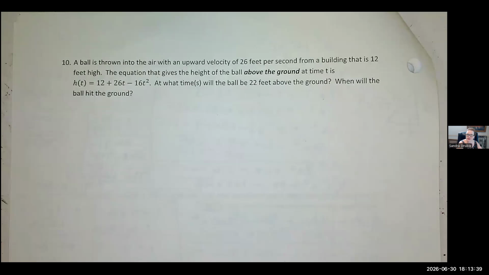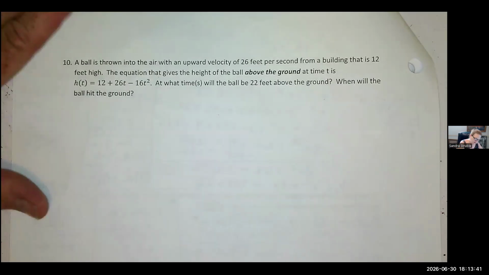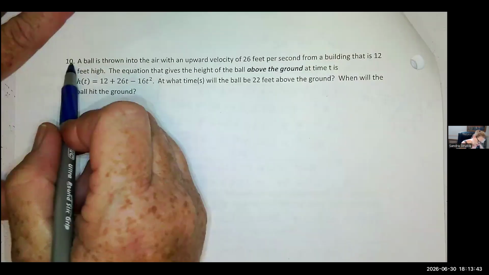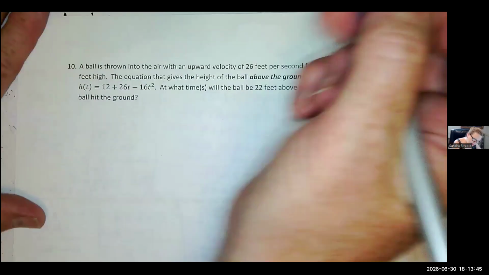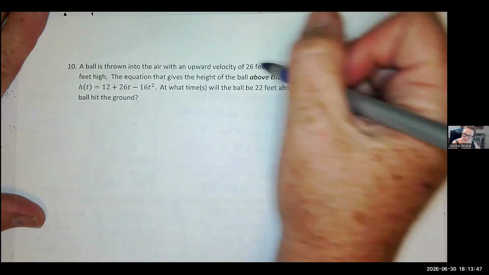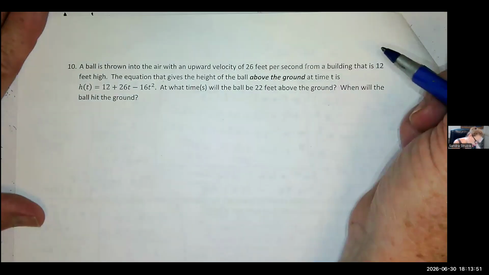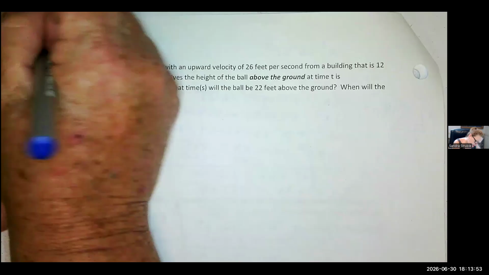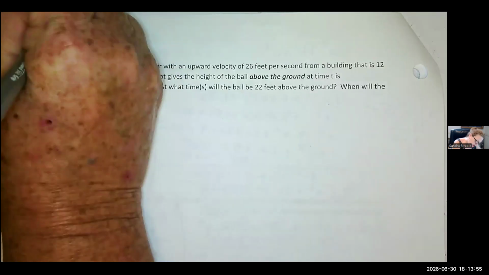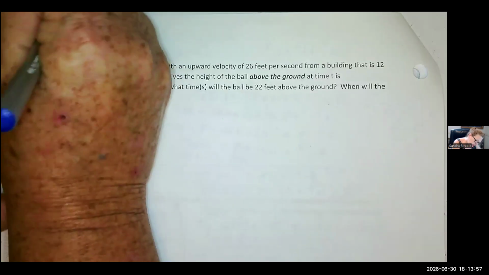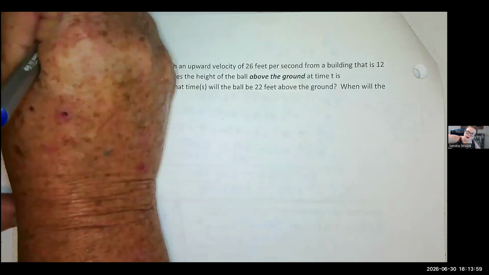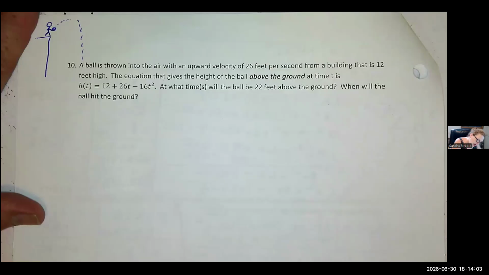So the first one you're going to say is, okay, a ball is thrown into the air with an upward velocity of 26 feet per second from a building that is 12 feet high. So let's just say you're on a building and you've got a ball in your hand, and you throw that ball, and it's going to have an arc. It's going to have a point where it's up here high, and it's going to have a point where it actually hits the ground.